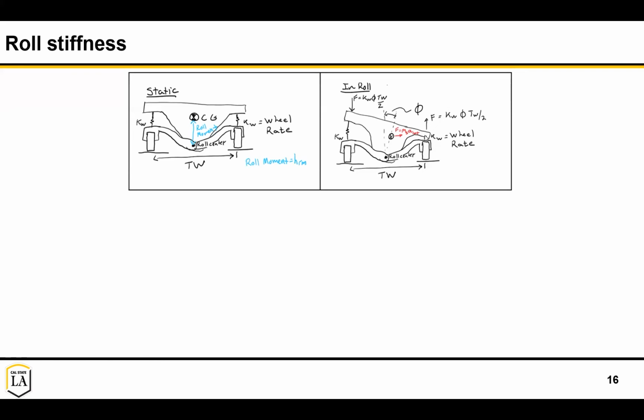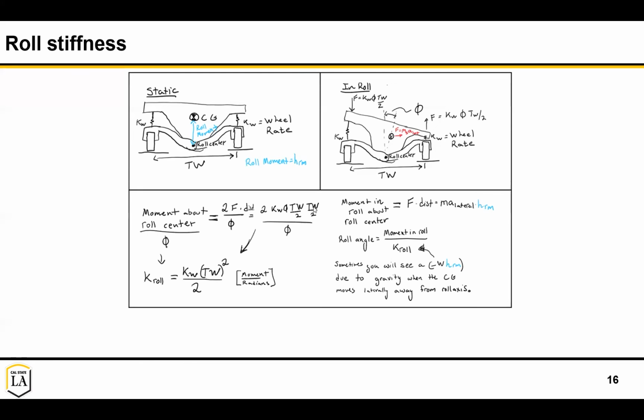The distance that you travel up and down relative to your wheel is going to be equal to phi times your track width over 2. That's just angle times radius. And so the force that's going to be produced here is just the wheel rate times that change in displacement vertically. And if you want to get the moment, in this case we're talking about roll, so we're going to look a lot at roll moments about the roll center.